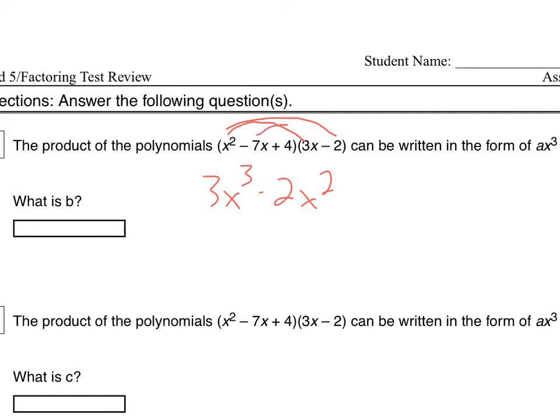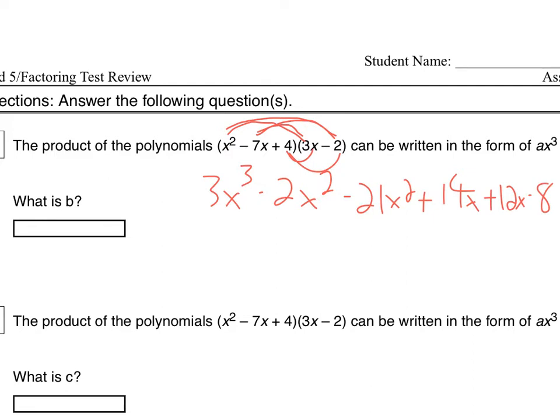And then I move on to the next one. So I get negative 7x times 3x is a negative 21x squared. And I don't draw another line until I have multiplied that out. Then negative 7 times negative 2 is a positive 14x. And then I do the 4, which gives me 12x. And then 4 times negative 2, which gives me a negative 8.